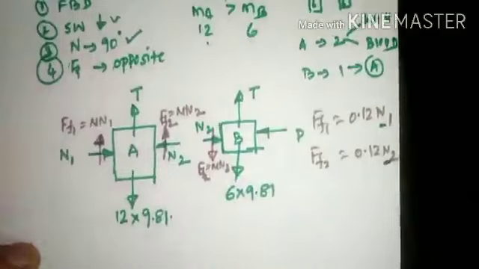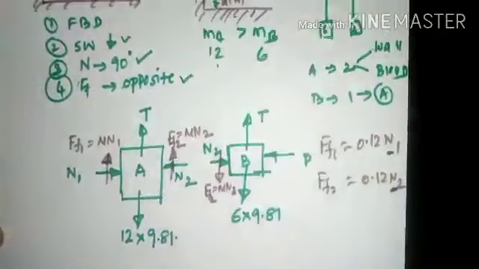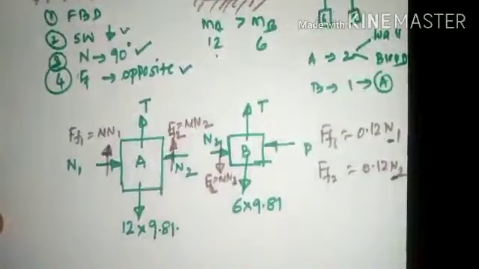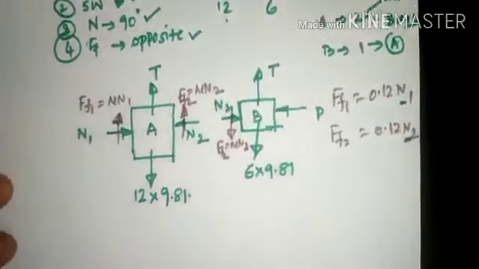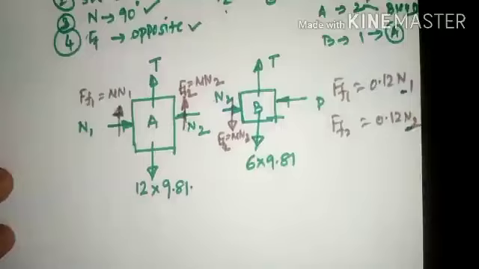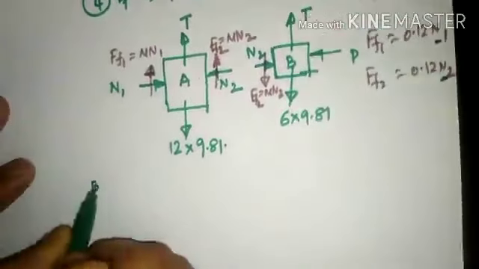So this will be the free body diagram pertaining to block A and block B. We have also considered the fourth condition, which is that the frictional force is opposite to the movement of the body. Now to begin with the solution, we need to start with one particular block. So we shall start with block B.